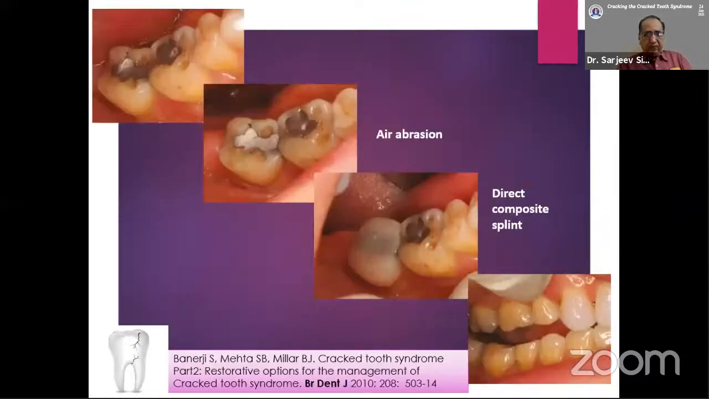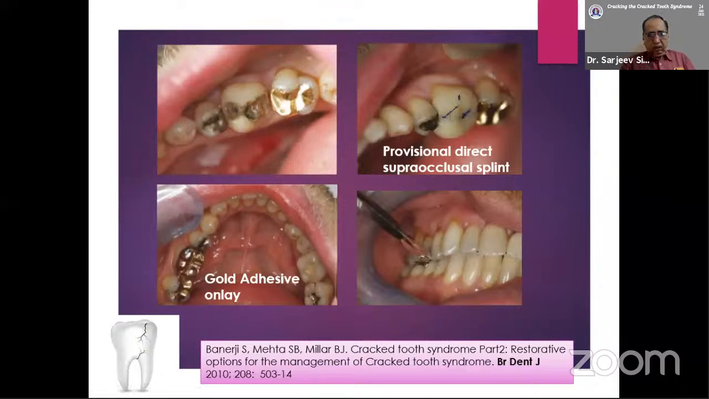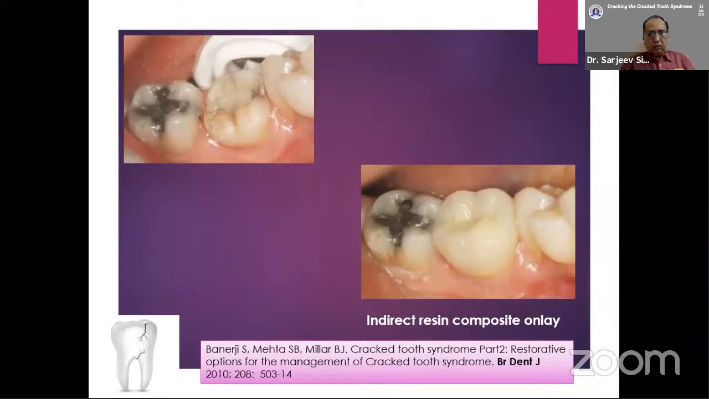Another option, where we have amalgam restorations: you can do air abrasion and remove the amalgam restoration. You can give a direct composite splint. After giving the direct composite splint, it is kept in infra-occlusion. On the direct composite splint, a direct resin is given on the second molar, and there is a 3 years follow-up. And there is a provisional direct splint, a gold adhesive, which is kept out of the occlusion. After the provisional gold adhesive, you can give an indirect composite onto the tooth, which will bring it back to the occlusion.